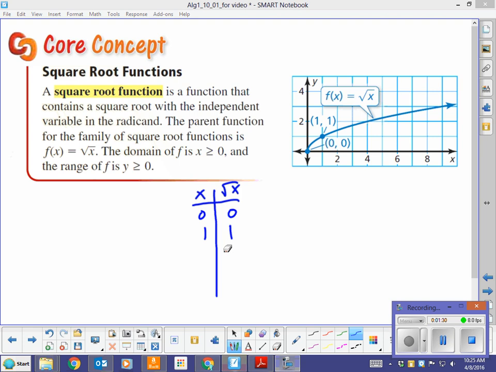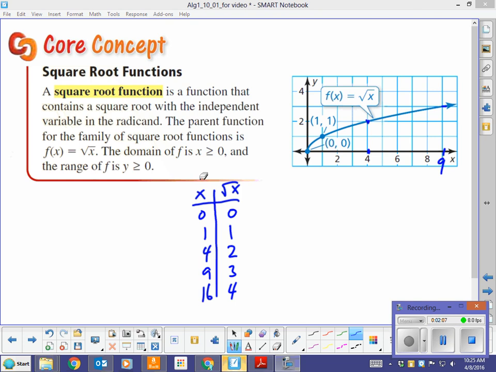Okay, here's where things change. Instead of doing 2 and getting the square root of 2, which would be some kind of weird number, let's just look at perfect square numbers like 4. The square root of 4 is 2. Way out here at 9, we have 3. And we have to go way out to 16 before this graph gets up to 4. But that's how we get this shape.